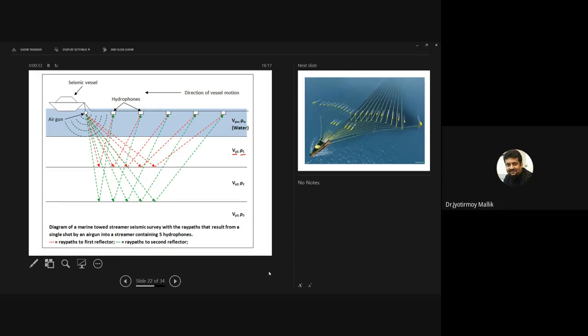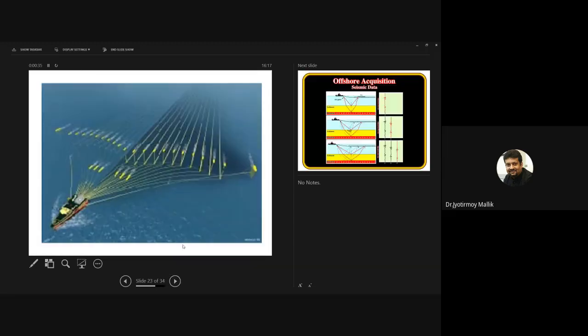Now, this is a real picture of a seismic vessel. You can see here in this seismic vessel a small helipad, where the helicopter can get down. And of course, there is a source somewhere here. Here is my source, and all these yellow things are my receptors.